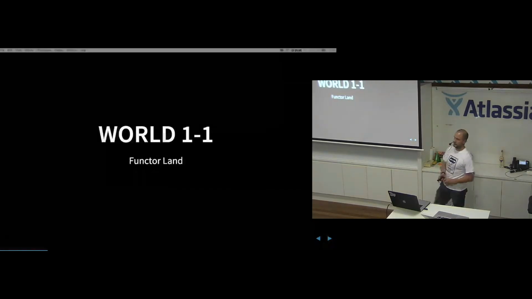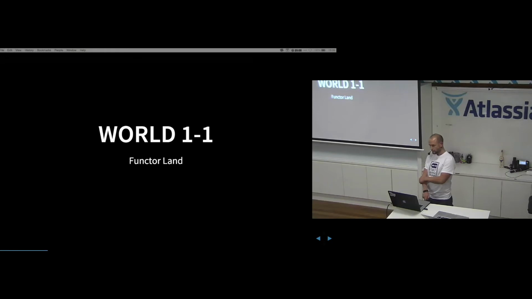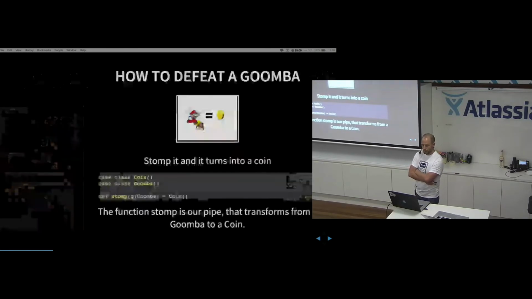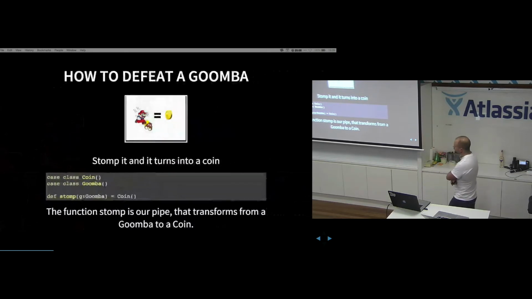All right, so now we're ready to go into level 1. Mario is going to go into level 1 in Functor land. And the first baddie he comes across is a GOOMBA. This bad guy needs to get stomped by Mario, and if Mario stomps him, he pops out a coin. So how to defeat a GOOMBA? We've got here a case class Coin, a case class GOOMBA, and we stomp him by passing the GOOMBA in and getting back the coin. So the function stomp is our pipe, and we get back the coin.